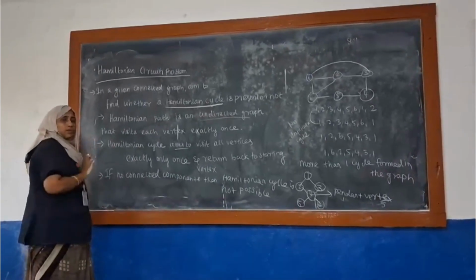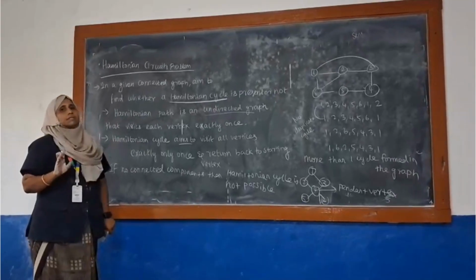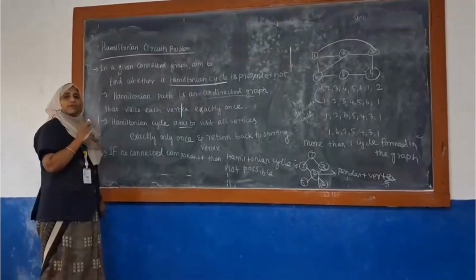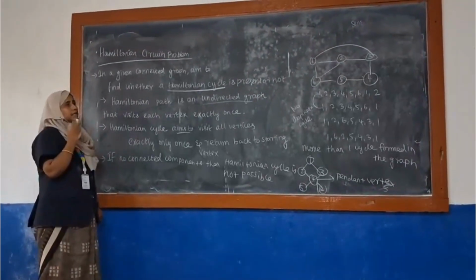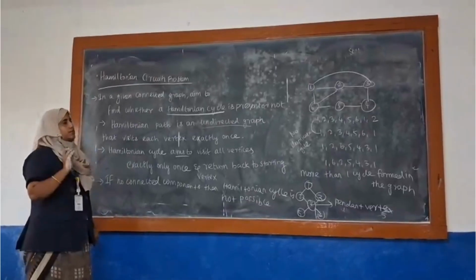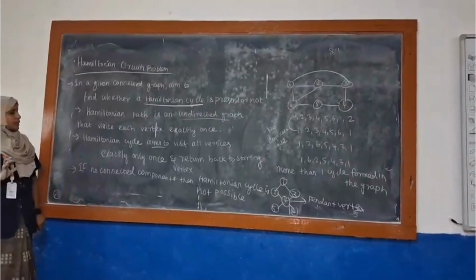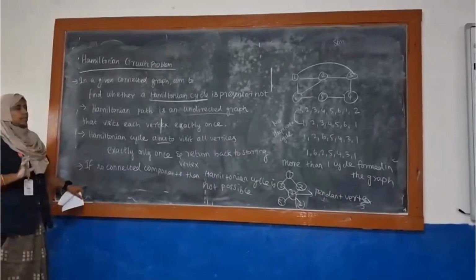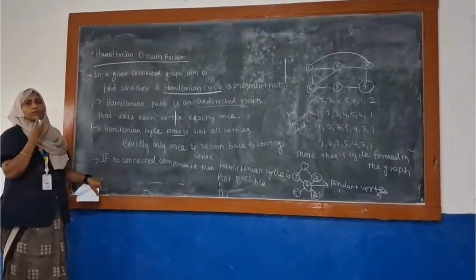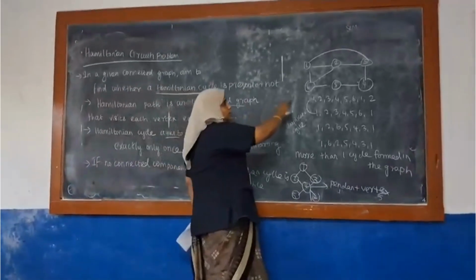But in the Hamiltonian cycle problem, we are not going to find the minimum cost or the minimum distance. Simply we are going to find the possibilities, the maximum possibilities of Hamiltonian cycles in the given graph. So that is what we are going to find out here. Generally, if all the vertices in the graph are connected, we are able to find the Hamiltonian cycle. So let's take this particular example graph.